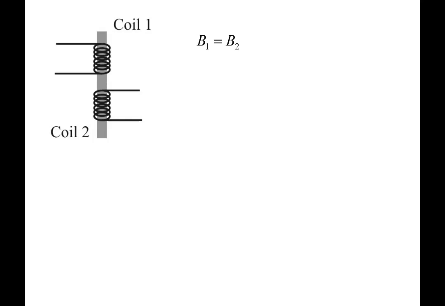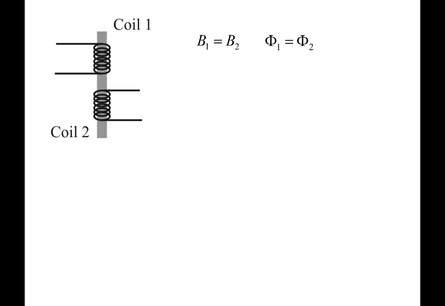So I've denoted that as B1 equal to B2. And given that the areas of the coils in this example are exactly the same, then the magnetic field through coil 1 going through the areas of coil 1, we're going to call flux 1, that must then equal the flux through the secondary coil, because the magnetic field strengths and the areas in this example are identical.